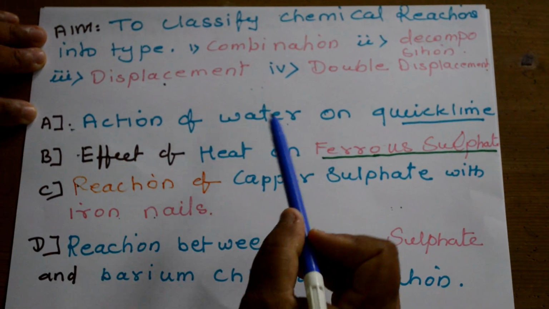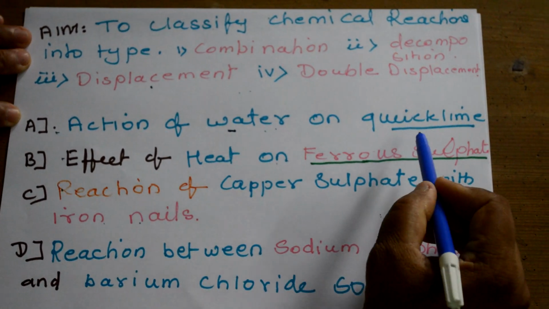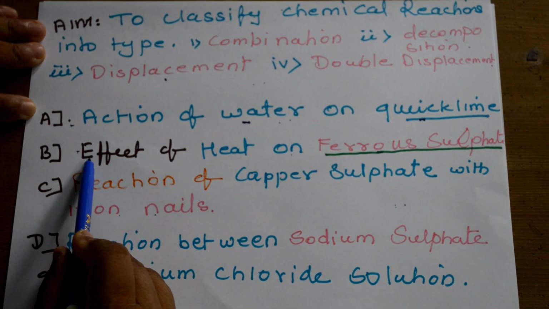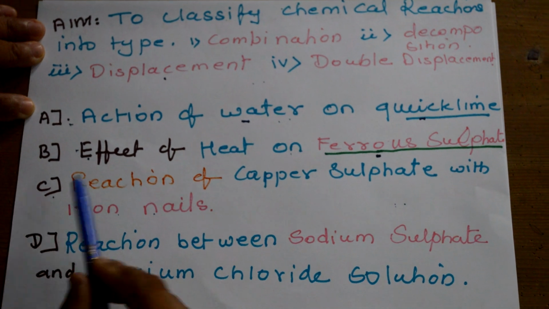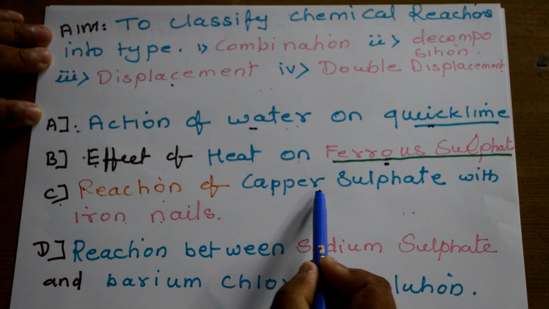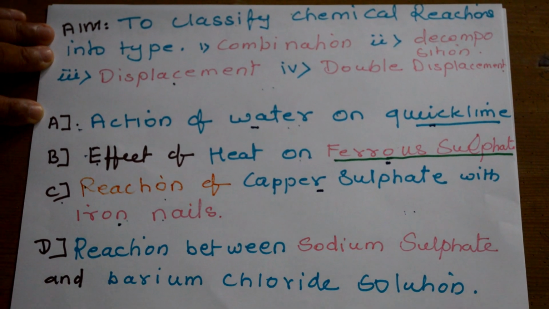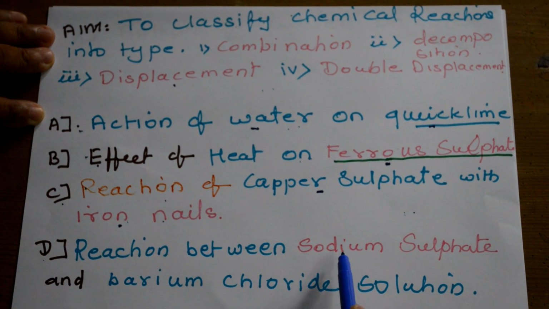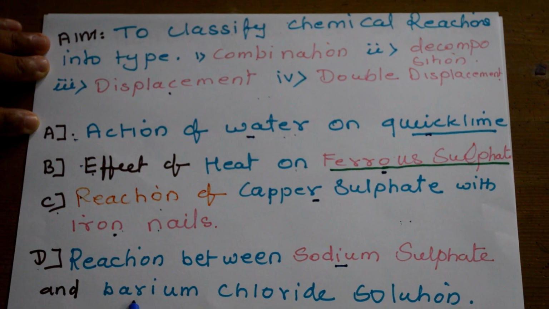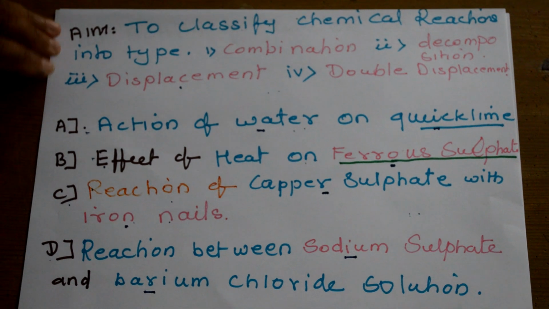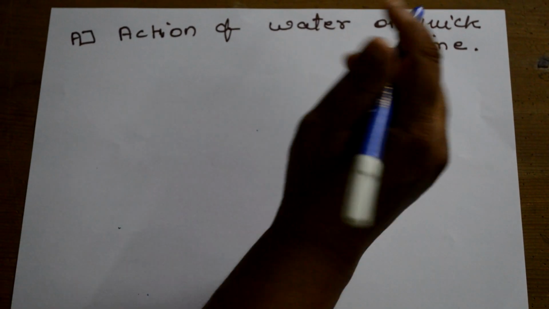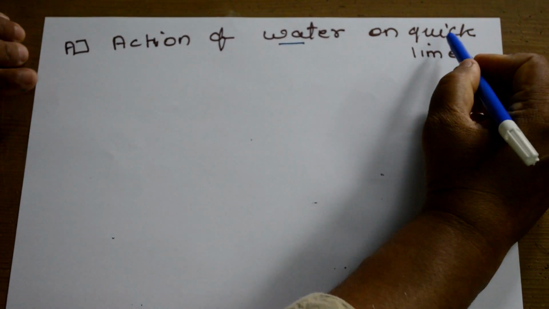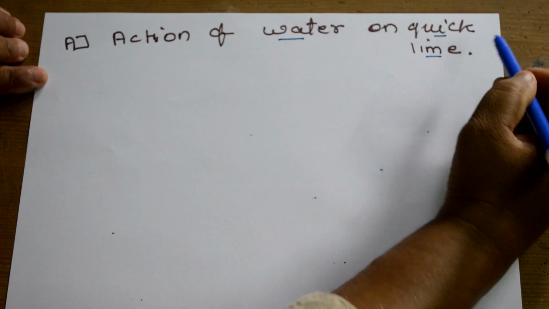A. Action of water on quicklime. B. Effect of heat on ferrous sulfate. C. Reaction of copper sulfate with iron nails. And D. Reaction between sodium sulfate and barium chloride. First we will see the action of water on quicklime.